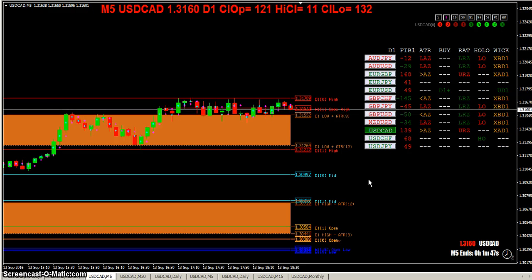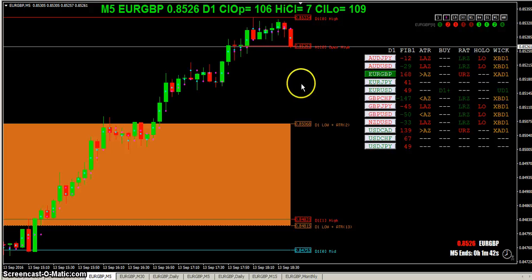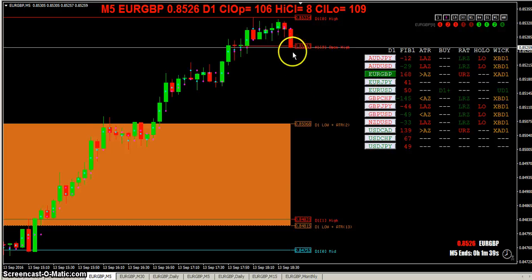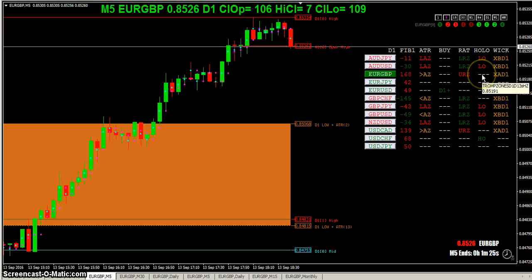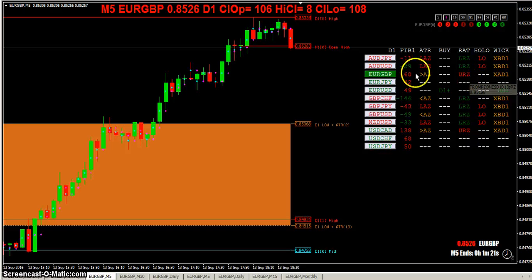Let's look at the euro pound. And you can see here the euro pound, once again, buying high, took off. Now we've got the open high, which is the holo right here. See, it just went below it, so it's no longer in the holo zone. It's in the upper rat zone. Once again, past the ATR and at the 167 fib level. And it crossed above the daily high, which was right here at 84.83.